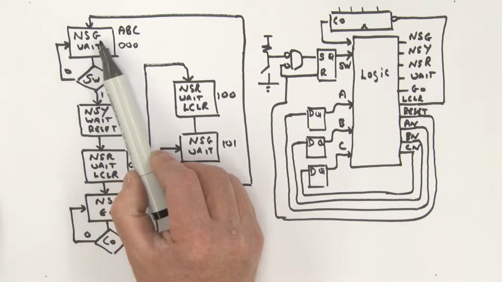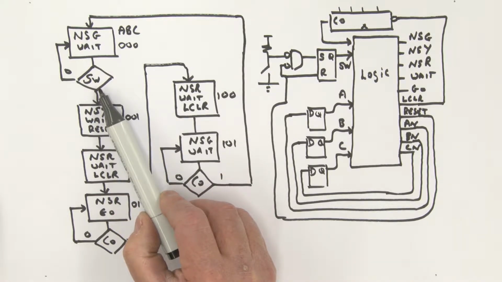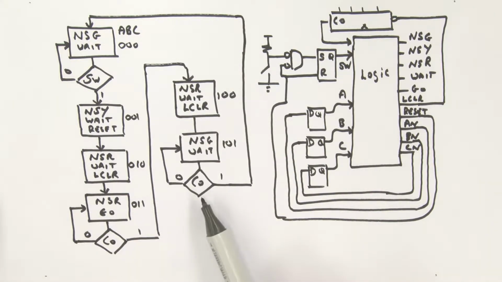We still have north, south, green, and wait. But in this state, we are now once again looking at the crossing switch condition. Okay, so that's the state diagram then of a realistic traffic light system.